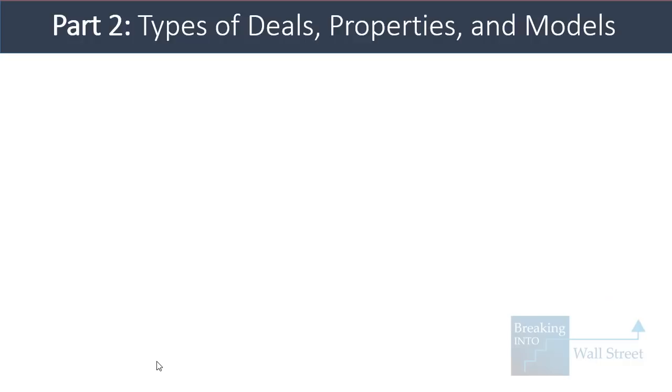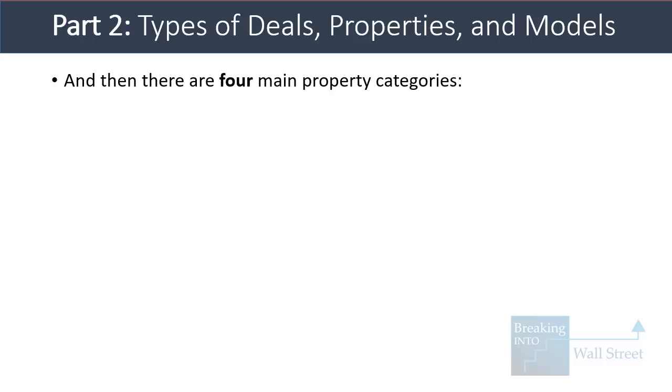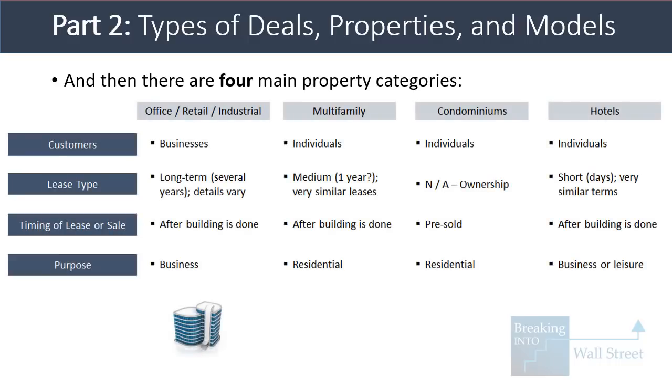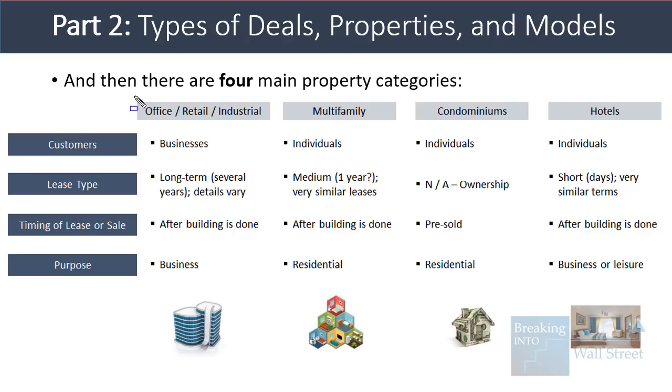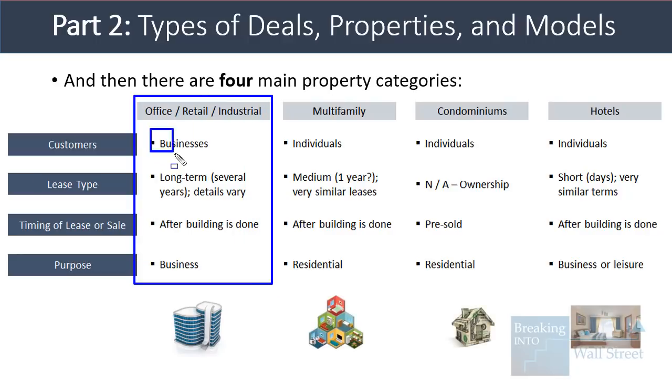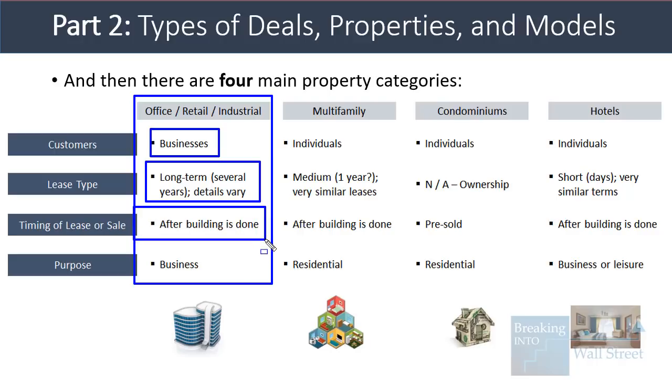Now, in addition to those different types of investment strategies and different types of models, you also have 4 main property categories. And really, if you limit it to commercial real estate, it's basically 3 categories, but I'll show you 4 just so you can see all of them on screen here. So first off, we have the office, retail, and industrial category. The customers here are businesses. The leases tend to be very long-term, at least several years. The details vary significantly between different tenants. Once we construct a new building, we aim to sell it after the building is done. And these are really all for business purposes.